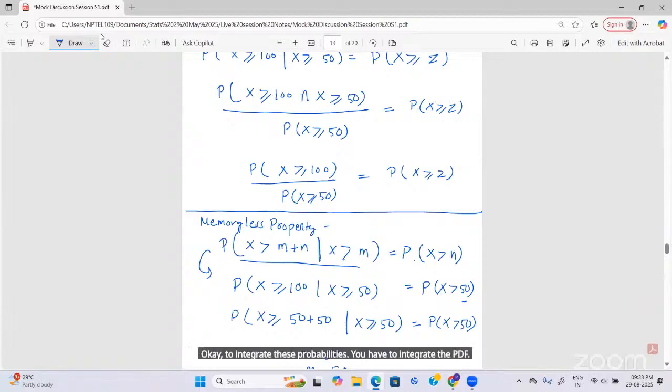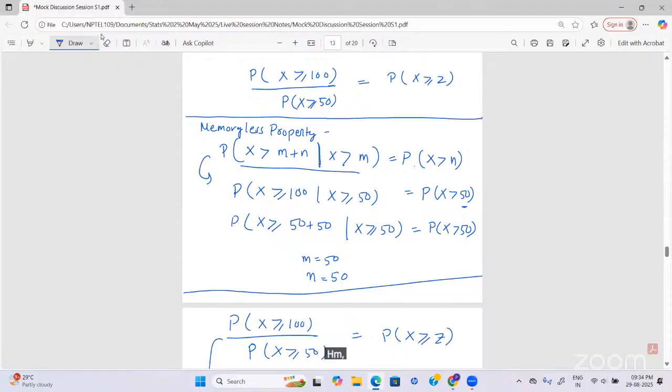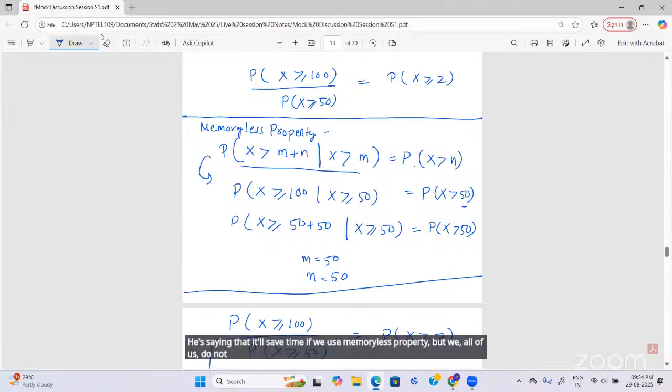Now from this formula, it takes time, I think. If we can use memoryless, it's time saving. I mean, if we use this method, which takes time. We all don't know memoryless yet. You can just leave this thing, okay? It's not in your syllabus in stats. He's saying that it will save time if we use the memoryless property. Yes, it will save you time, but you do not know how to do this.